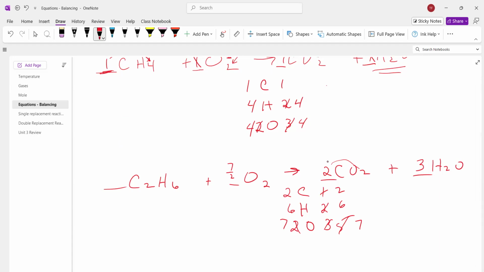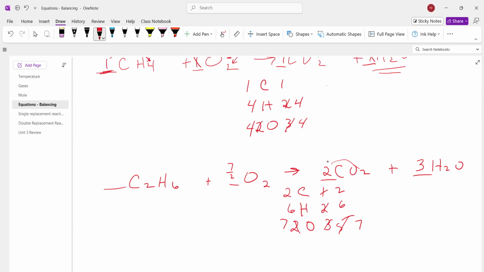Now, some teachers will tell you, oh, stop, you cannot have fractions, so they go through all these other steps to fix that. The easiest way, in my opinion, is just to balance it and then clear it of fractions. Do that in one step. To clear the fraction, how can we make 7 over 2 not a fraction? We multiply it by what? 2.